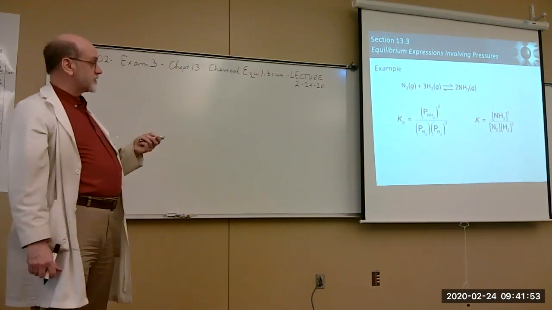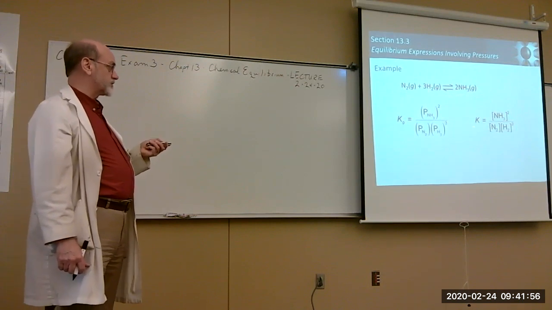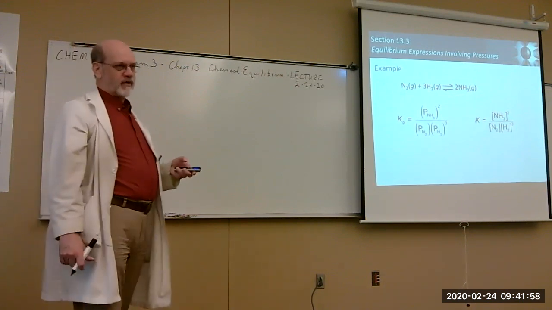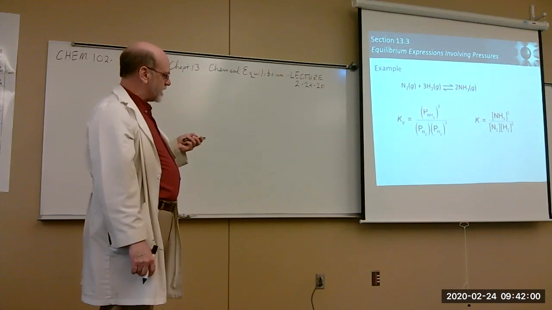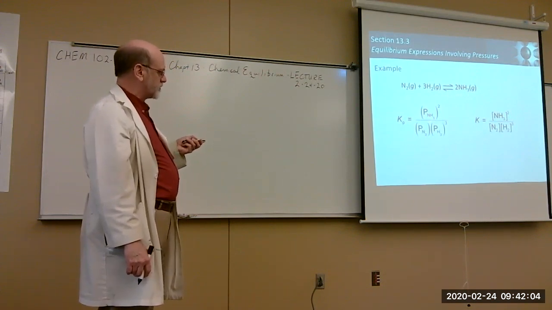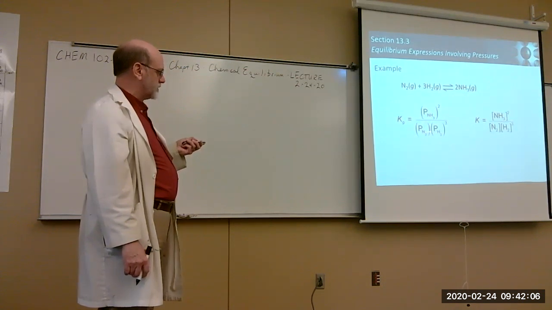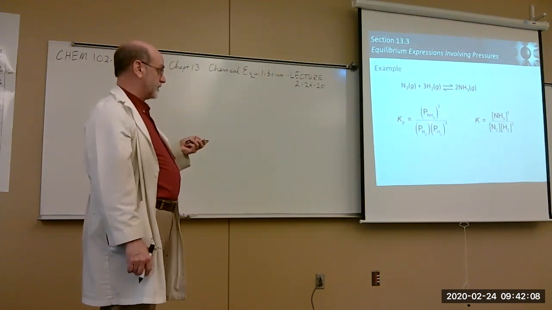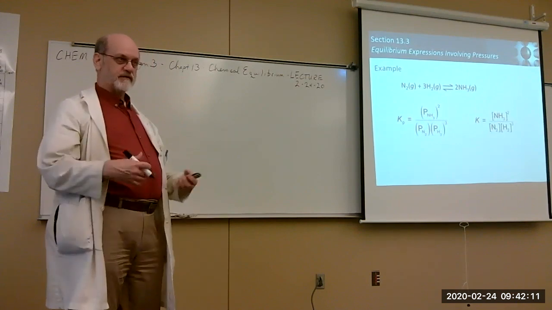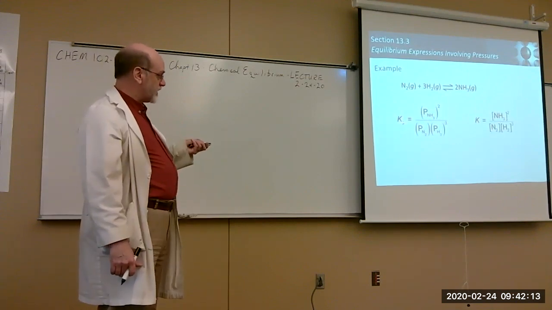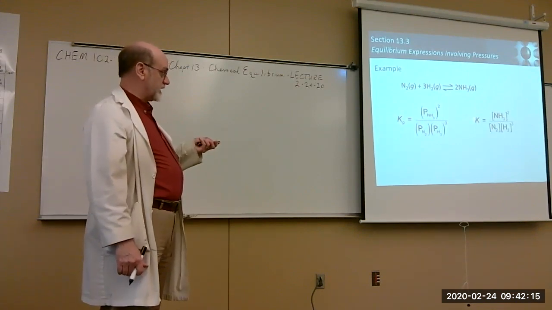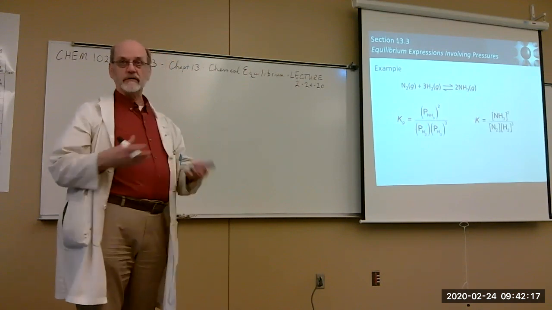But we could also, since these are all gases, write them in terms of partial pressure. When you do that, you don't use square brackets. You have this P value, which means pressure, and then you have the subscript for which one it refers to. But the exponents are the same. It's just that the values are different. So this Kp is not equal to that K, simply because we're using different units.